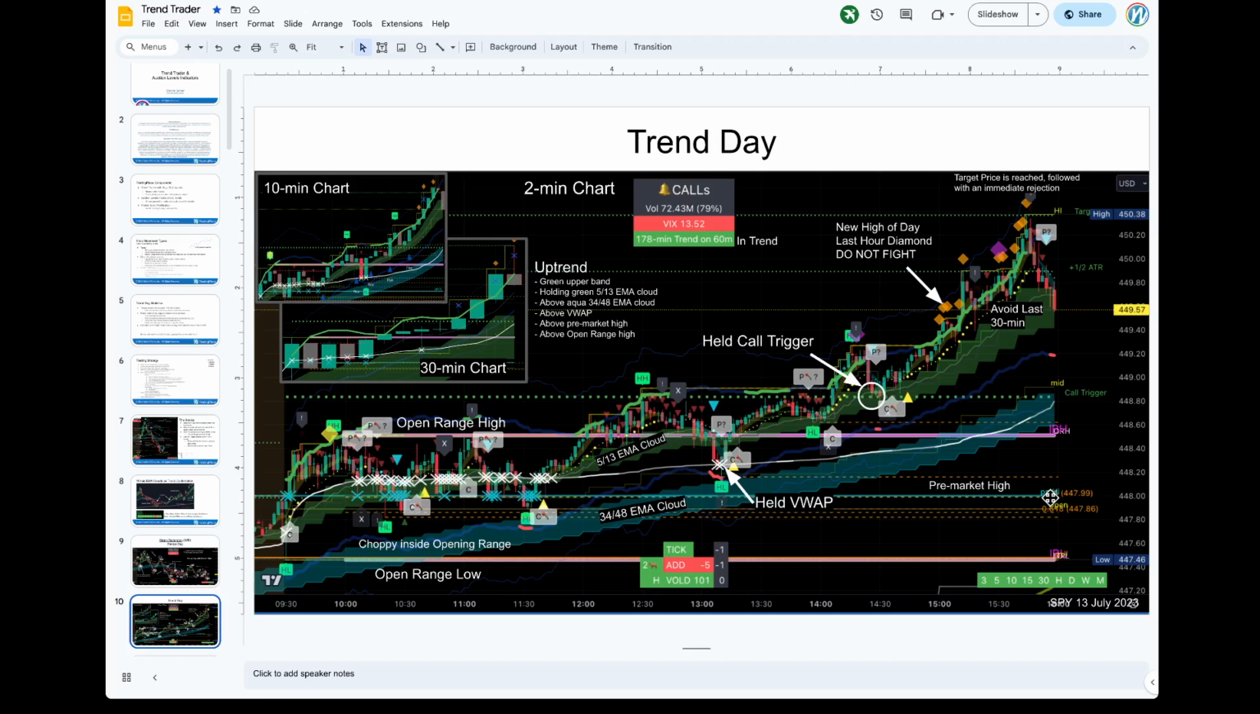So for the best plays, you want to be above the pre-market. For your best calls play, you want to be above the pre-market high. You want to be above the VWAP. You want to be above the open range high. Okay, so that setup, and then obviously above the EMA clouds, makes for the highest probability trade. All we're trying to do is probabilities, stacking the odds in our favor.